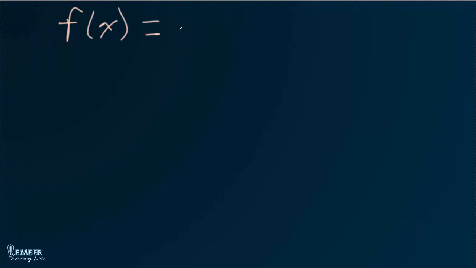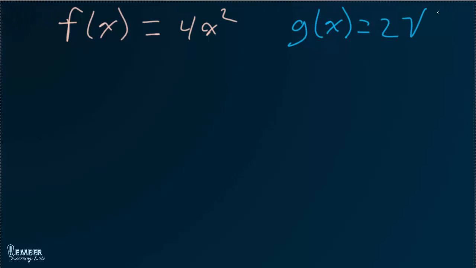Let's have f of x equals 4x squared, and let's have g of x equals 2 times the square root of x. We want to know, are these two inverses? In order to do that, we want to find f of g of x and g of f of x. I'm going to see if I can fit these both on one screen. We'll give it our best shot.